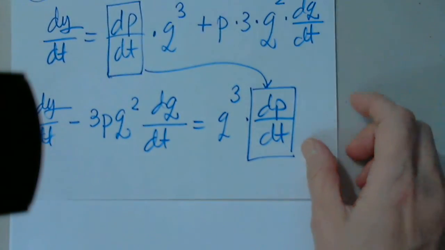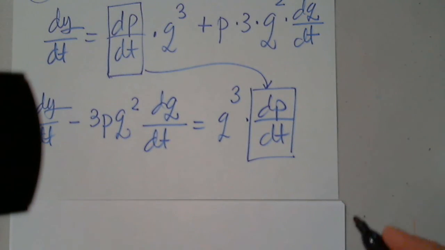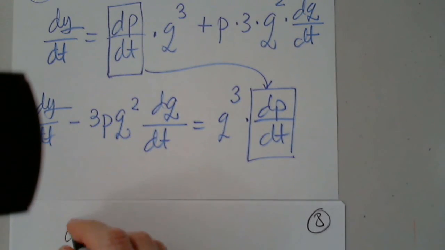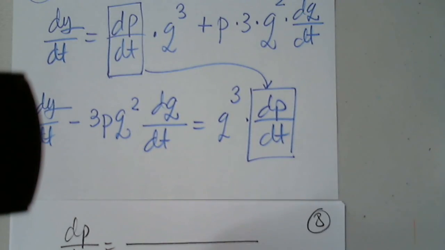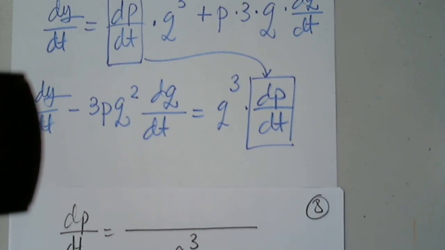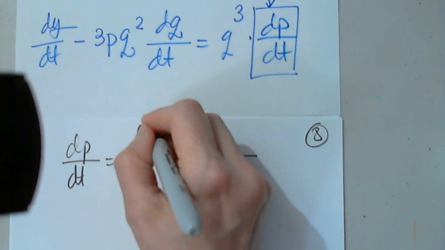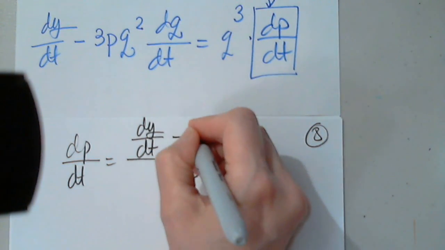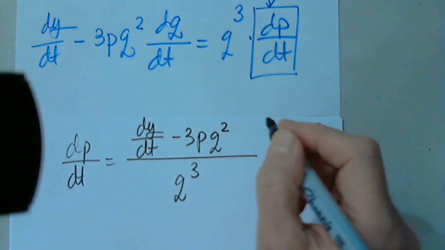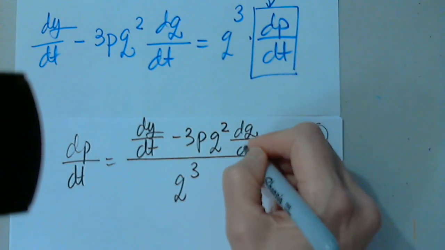So dp over dt equals, with q to the third in the denominator, dy over dt minus 3 p q squared dq over dt.